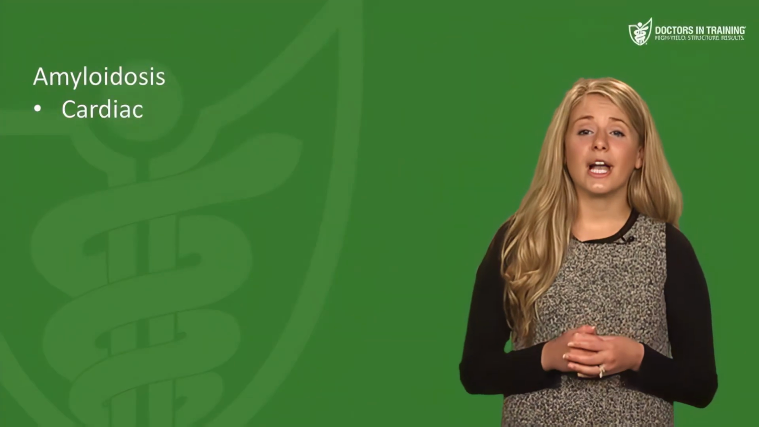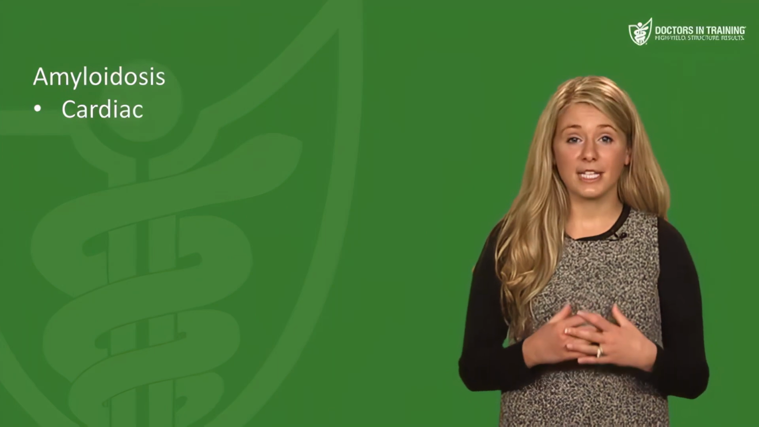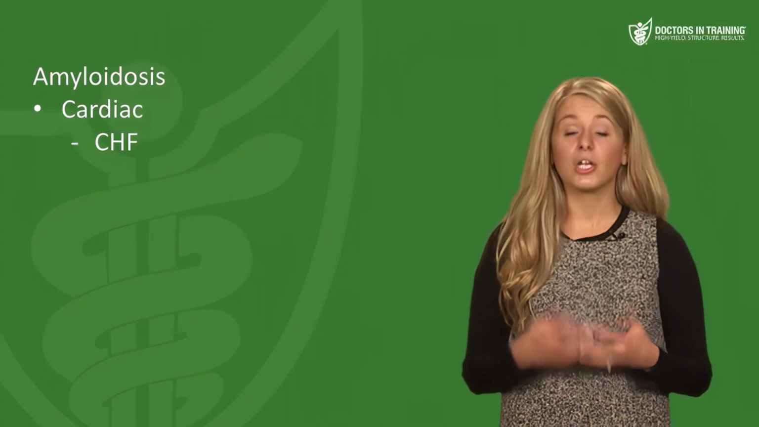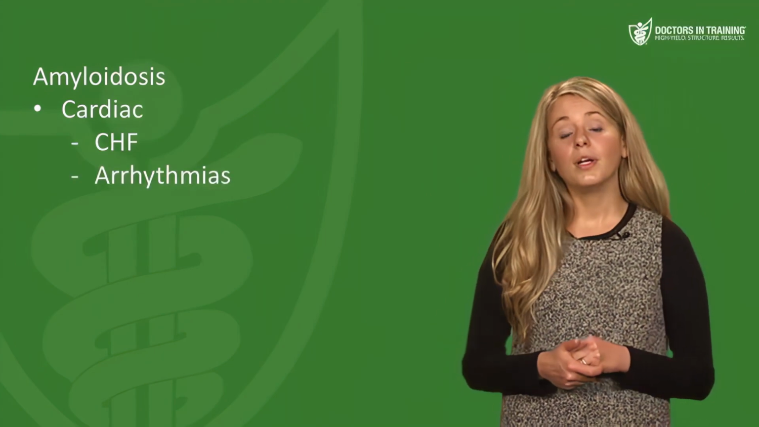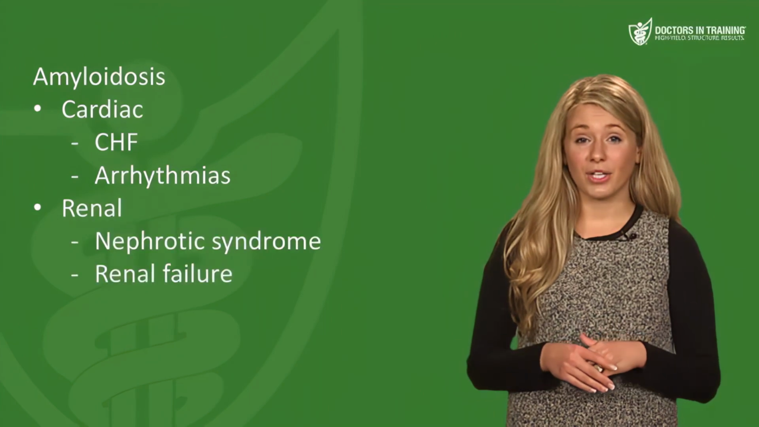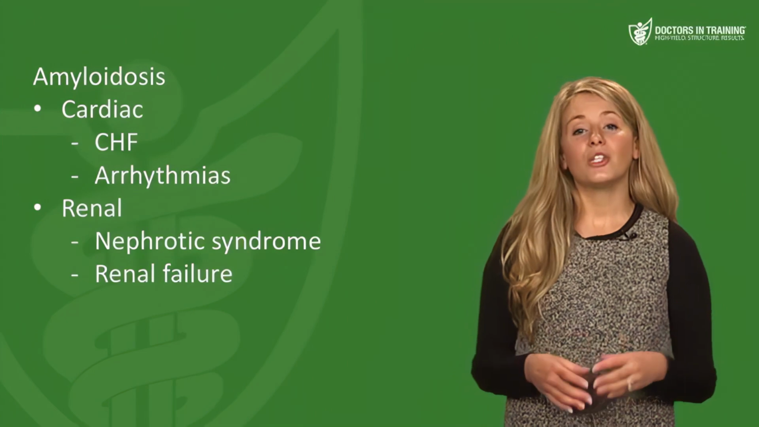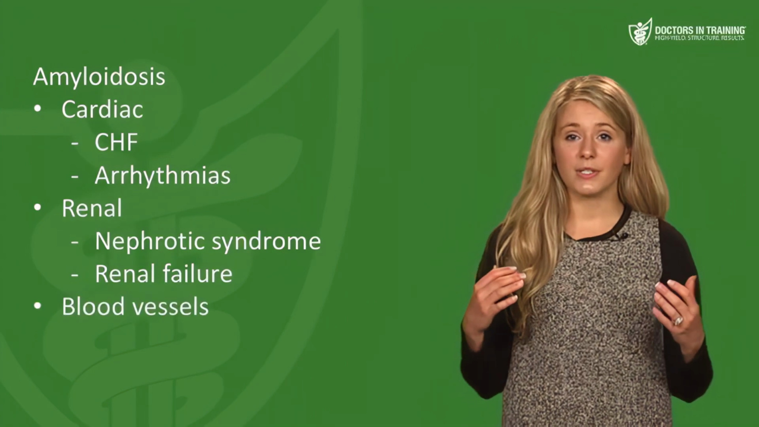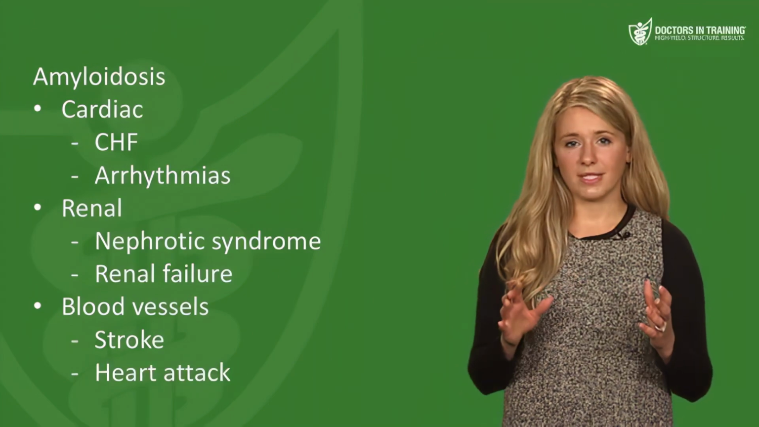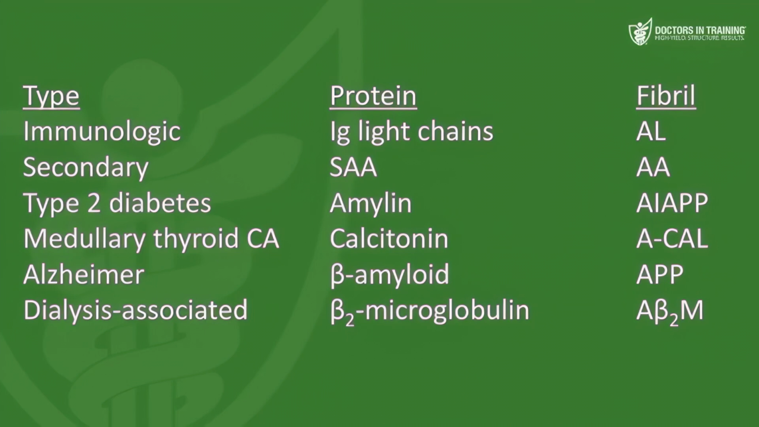So if you had cardiac amyloidosis, that might cause thickening of the heart muscle and CHF, or it might interrupt the conduction system and cause arrhythmias. Or if you had renal amyloidosis, that might cause nephrotic syndrome and renal failure. Or deposition of amyloid in the walls of the blood vessel, that can lead to strokes and heart attacks. So there are a lot of different clinical presentations. Let's look at some different types of proteins that could cause amyloidosis. This isn't very high yield, but it is fair game.